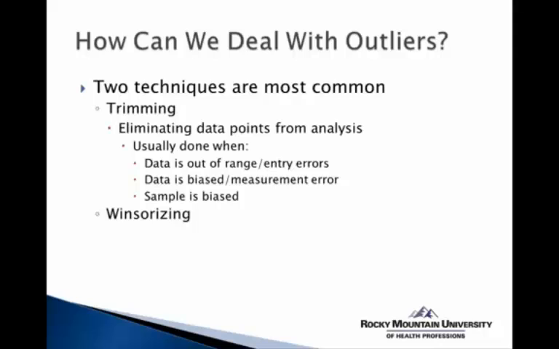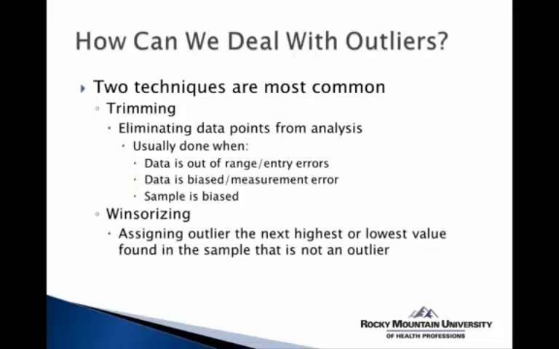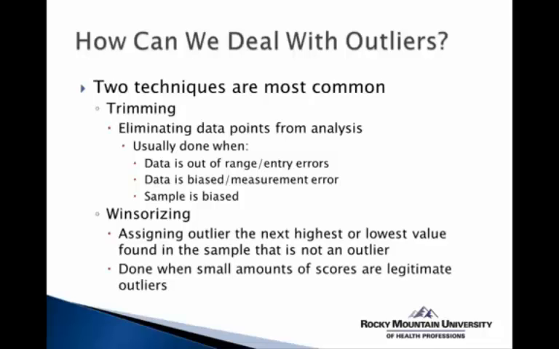Now the other technique is known as Winsorizing, and this is done in a situation in which there has not been a mistake made, but it's a valid or legitimate score, but it truly is an outlier. It's higher or lower than the majority of the other scores. And so when we have small amounts of scores that we consider to be legitimate outliers, we can transform those scores by assigning them to the next highest or lowest value found in the sample that we consider to not be an outlier.